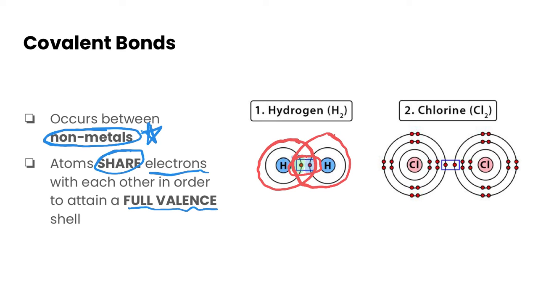A very similar thing happens with chlorine. Each chlorine has 7 valence electrons, and if they share one with each other, then it's like they have 8 valence electrons around each of the chlorines. And that would be the formation of a covalent bond.